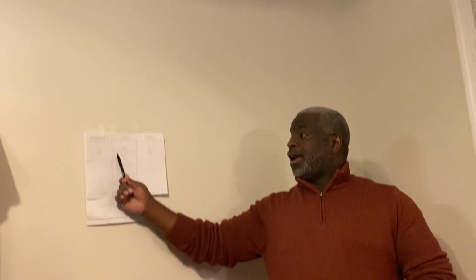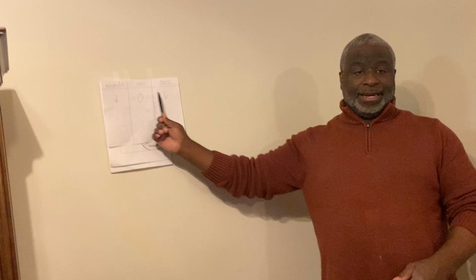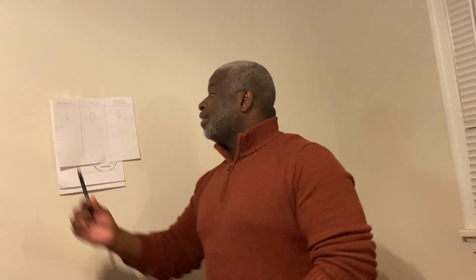Now, you always read the number from the furthest left over to your right, okay? So, this number says 200, 0 is going to be, and 6. So it's 206. Let's try another number.